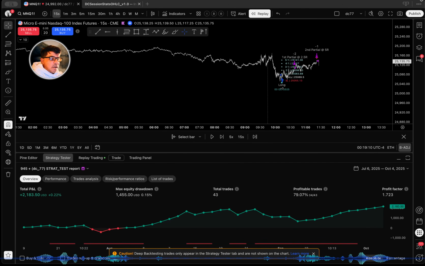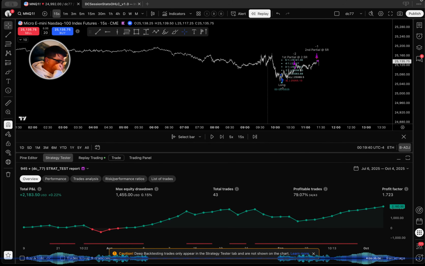80% win rate on the past 90 days, $2,000 on five micros. We're talking about 5 micros here. Max drawdown of 0.15%, profit factor of 1.7. This is showing real promise for a mechanical model.